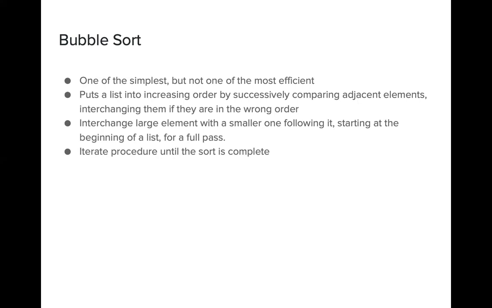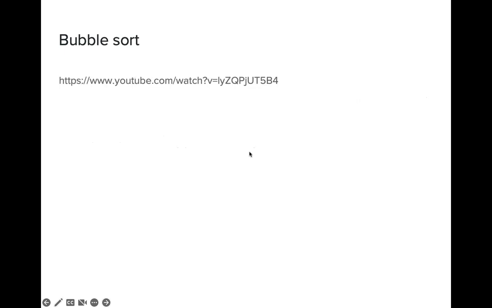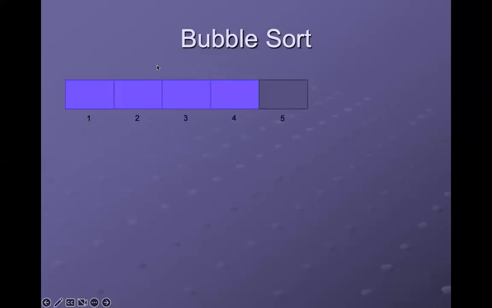We can imagine the elements in the list placed in a column or in a row, and in the bubble sort, the smaller elements will bubble to the top of the list as they are interchanged with larger elements, while the larger elements will sink to the bottom. We will have an example first before we show you the algorithm.